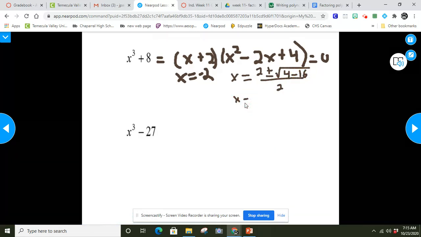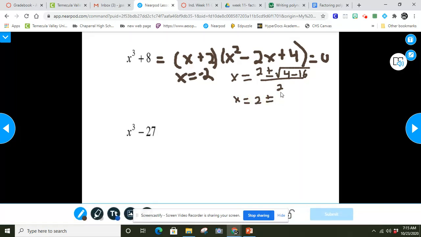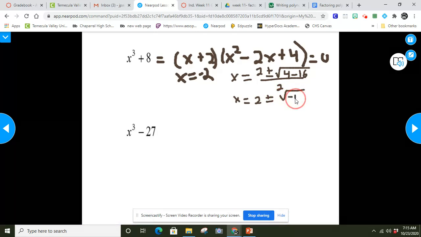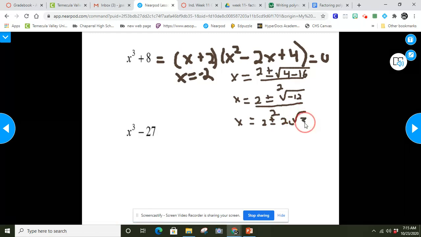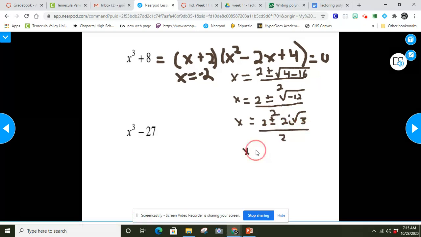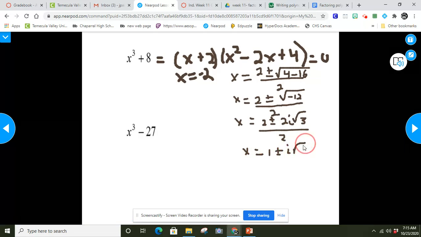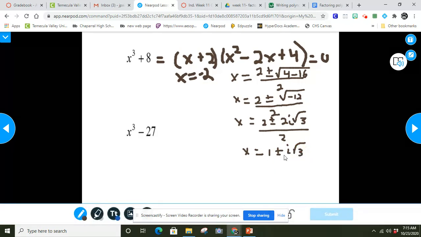So x equals 2 plus or minus, and this will be the square root of -12. Boom, and then we have to simplify that. That's imaginary. So x equals 2 plus or minus 2i rad 3 over 2, and then all the 2s can simplify. So it's 1 plus or minus i rad 3 over 1, which I don't need to write the over 1 part.